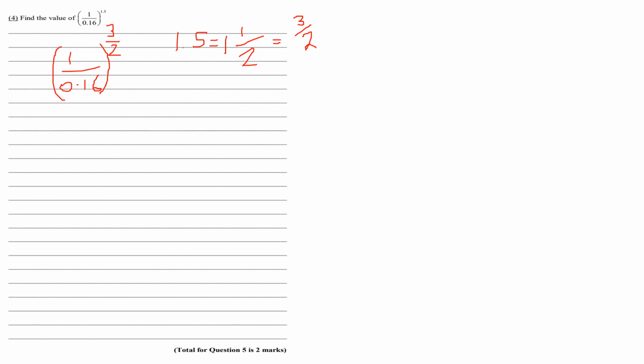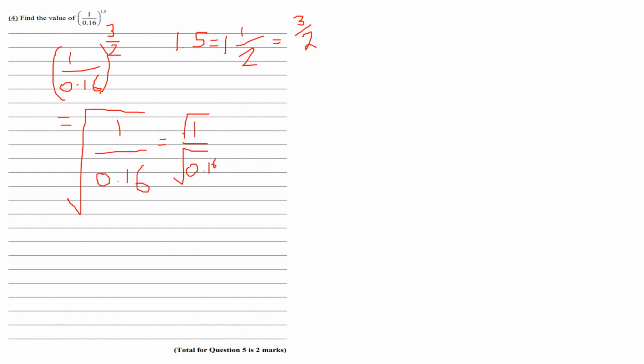Okay, so next step, the 3 halves, what does this mean? Well, I'm going to do the root of the denominator and then raise my answer to the power of the numerator. So I'm going to take the square root, the second root, of this. So the square root of 1 divided by 0.16. Now this actually looks pretty nasty, but obviously I'll take my time. So I'm going to have the square root of 1 divided by the square root of 0.16.